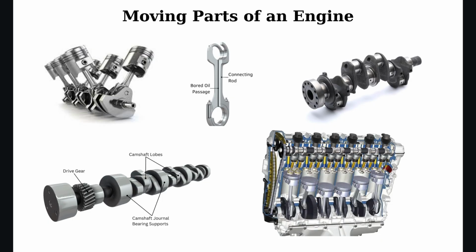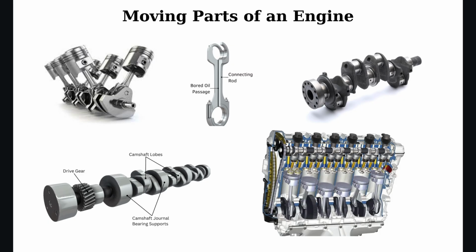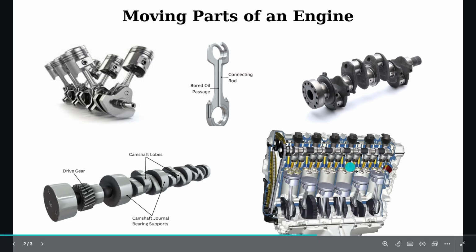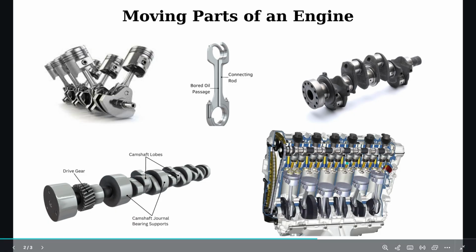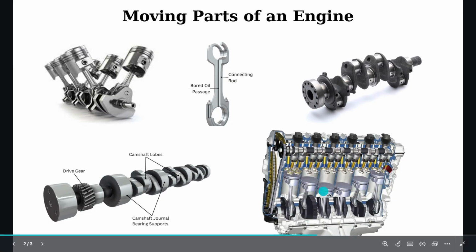There are two main types of valves in an engine. The first one is the intake valve. I will talk about it more deeply in the next lesson about intake and exhaust. The intake valve allows the air-fuel mixture to enter the cylinder. The second one is the exhaust valve. The exhaust valve allows burnt gas to leave the cylinder after combustion.